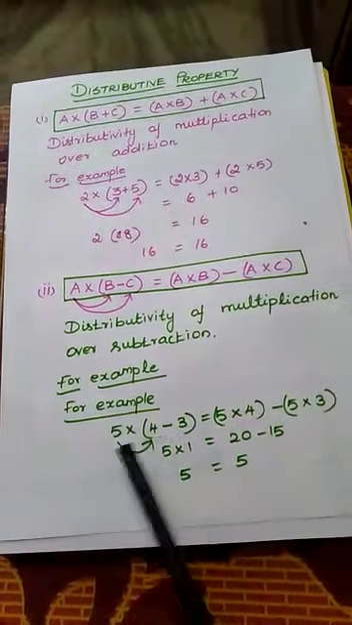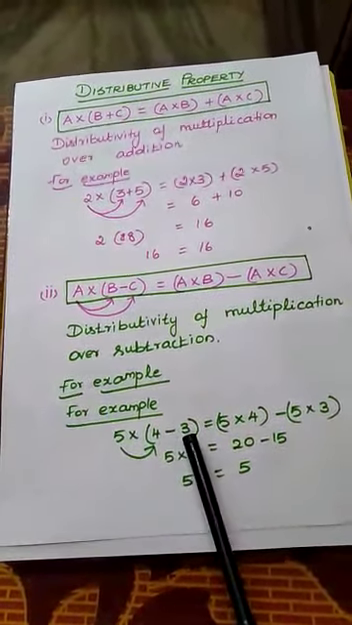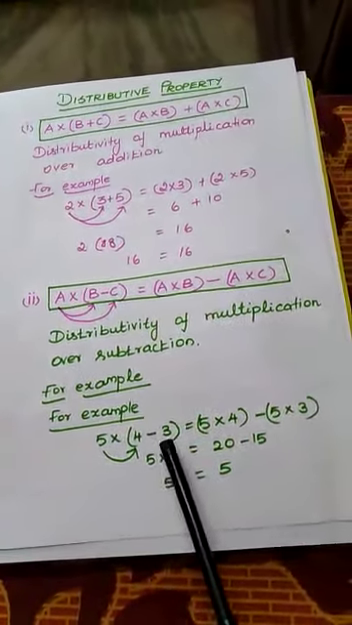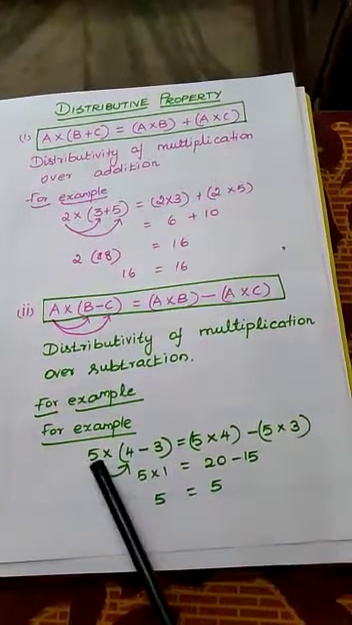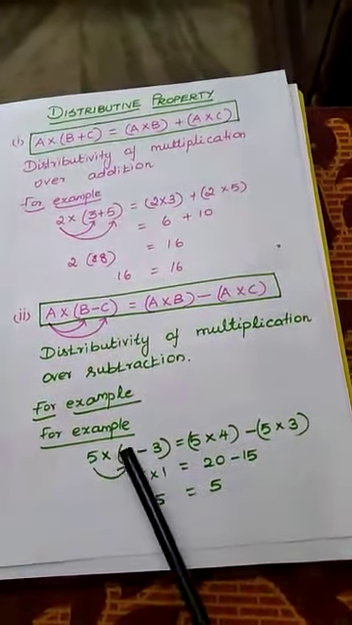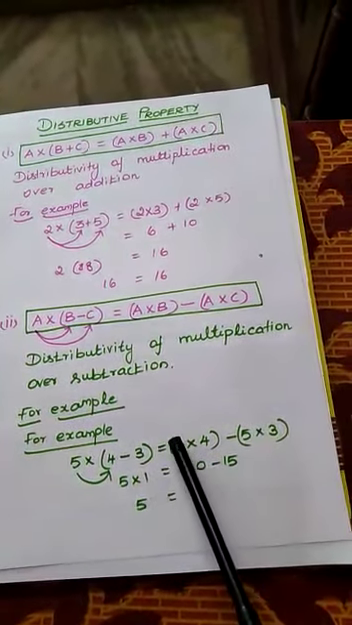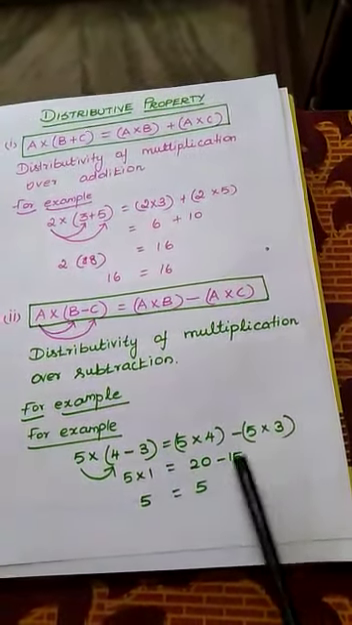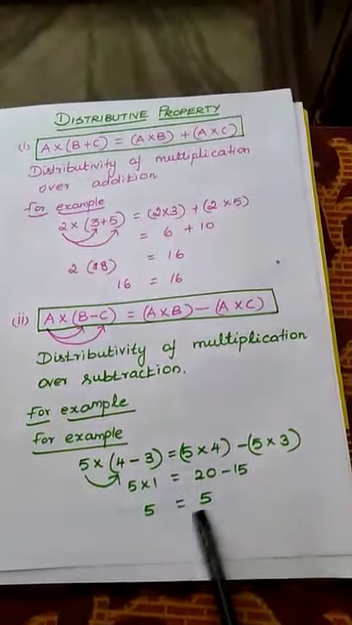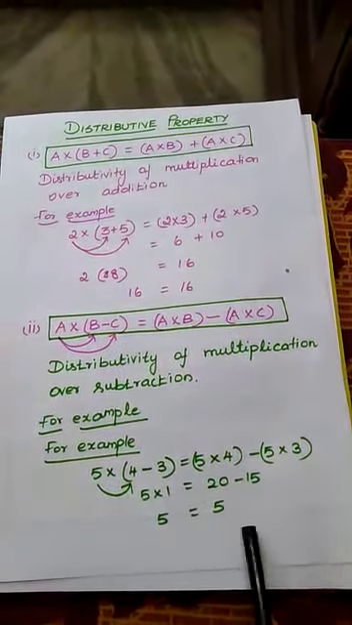Take any three values, 5, 4, 3. These are three integers. 5 into (4 minus 3) is equal to 5 into 4 minus 5 into 3. 4 minus 3 is 1. 5 into 1 is 5. This is our LHS value. 5 into 4 is 20. 5 3s are 15. 20 minus 15 is 5. So 5 is equal to 5. LHS is equal to RHS.